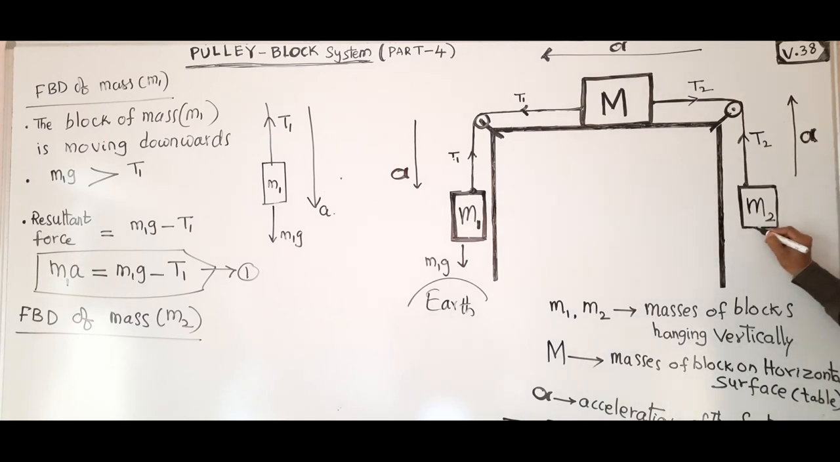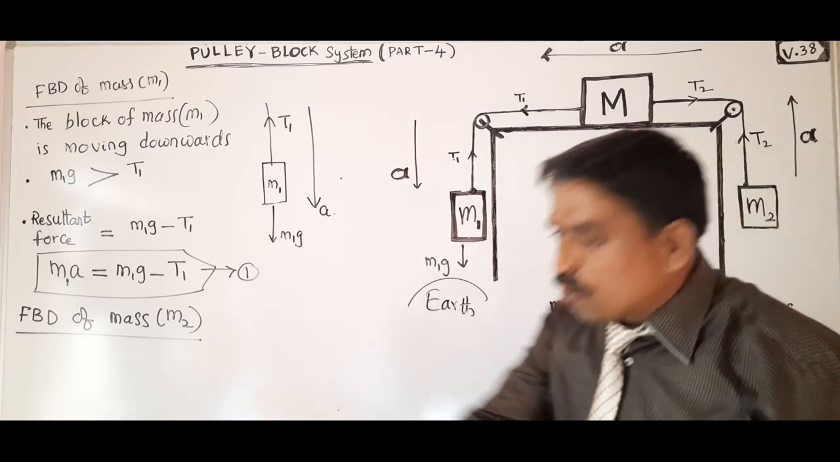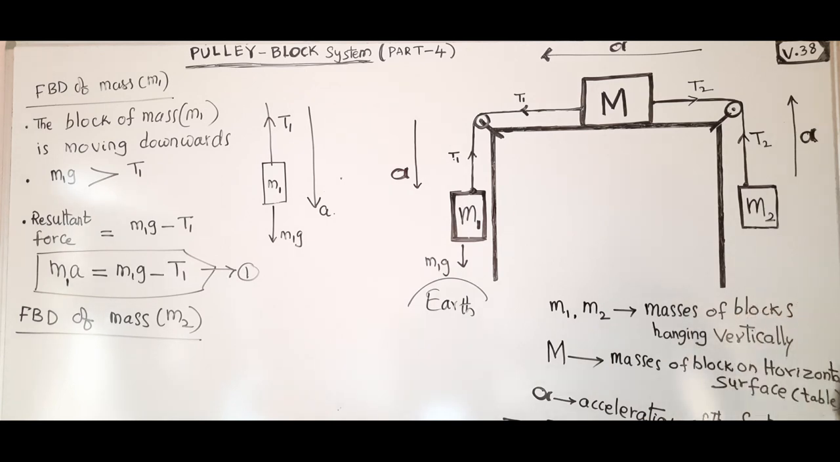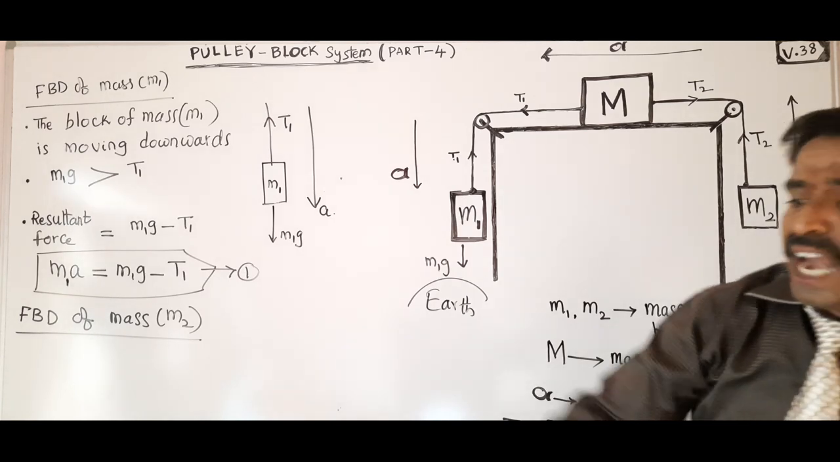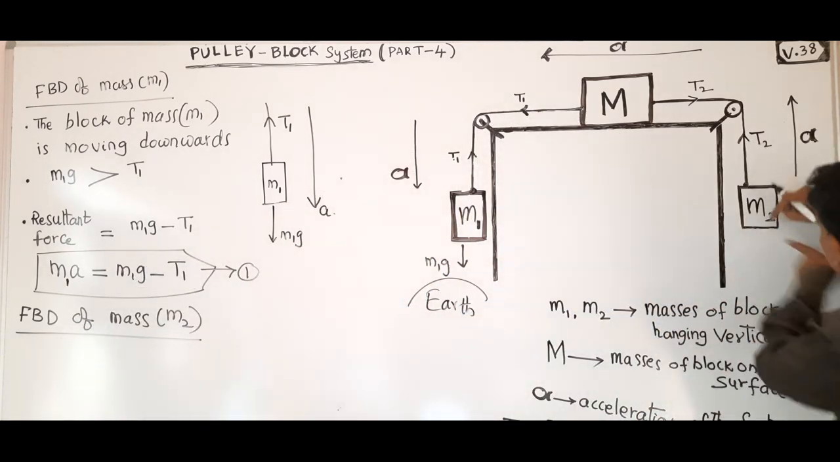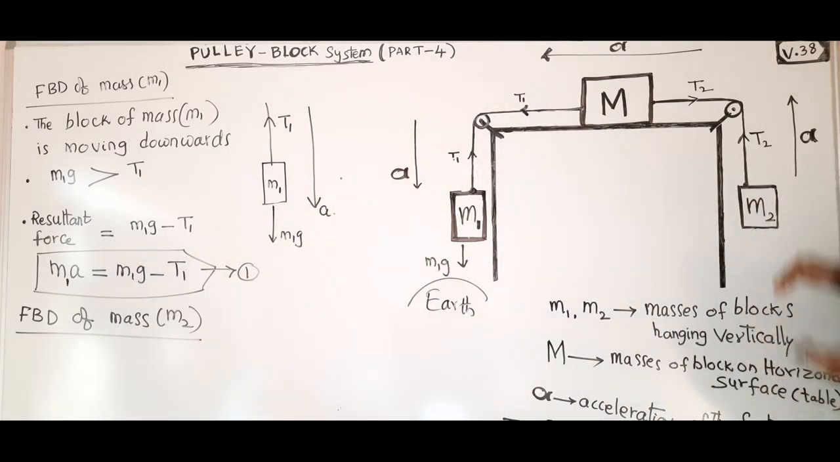On this block, see carefully: my weight is acting down. Students, your weight is acting down. Lakshmi, your weight is acting down. Naresh, your weight is acting down. Ravi, your weight is also acting down. Similarly, the weight of this block is acting downward. Weight is represented by mg. Its mass is M2, so its weight is M2g, acting down.